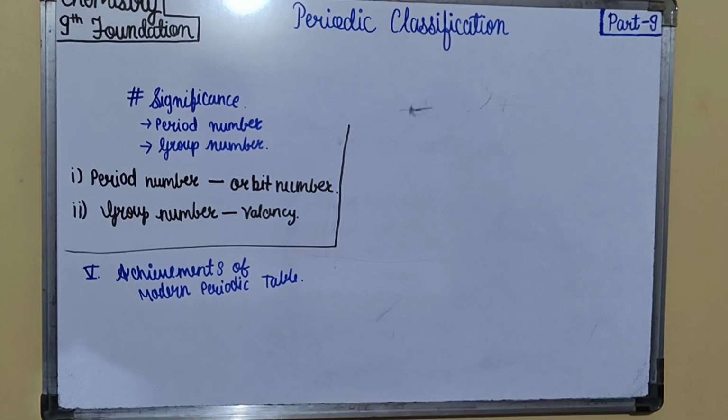Second is position of elements. It relates the position of an element in the periodic table with its electronic configuration. Third is removal of Mendeleev's drawbacks. It removed the anomalies which existed in Mendeleev's table, like the position of isotopes, anomalous pairs, grouping of chemically dissimilar elements, and separation of chemically similar elements, and so on.